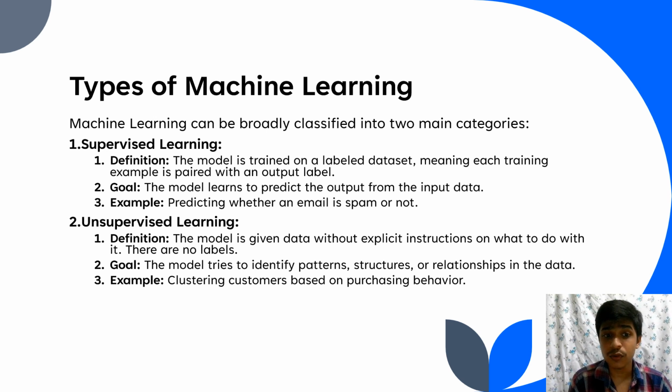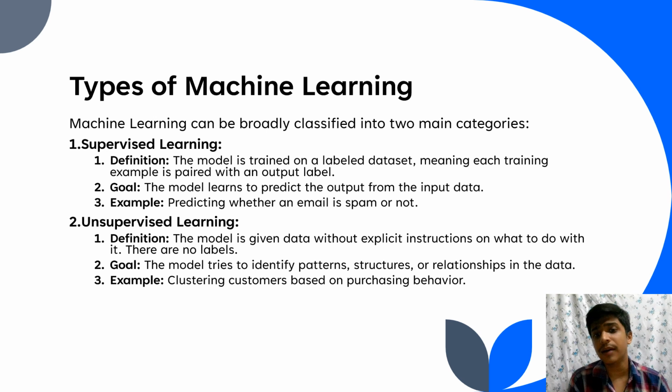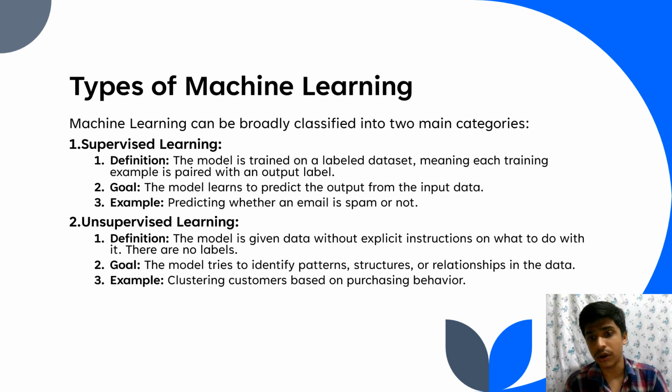So what is unsupervised learning? The model is given data without explicit instruction on what to do with it. In this case, there is no labeled data. That is the main functionality of unsupervised learning, and by this we can differentiate both learning types. And what is the main goal? The model tries to identify patterns, structure, and relationships in the data. That's the main goal.